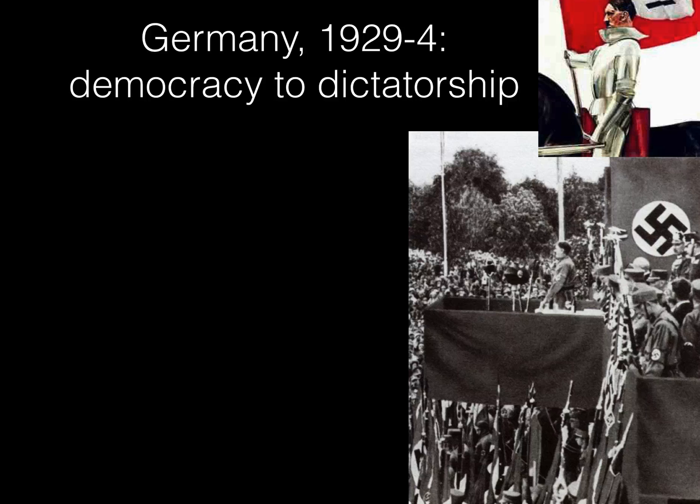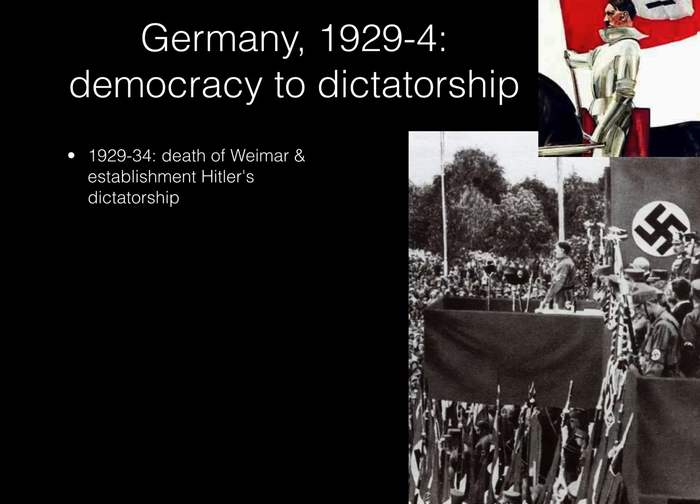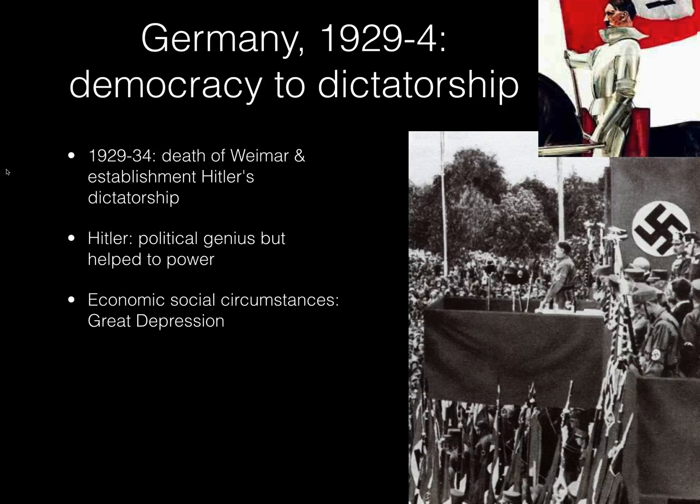Let's have a look at the period from 1929 to 1934, democracy to dictatorship. Again, this is a very quick overview. Don't worry, you'll get more detail in the next 2 videos. So that 4-year period saw the death of Weimar democracy and the establishment of Hitler's dictatorship. Hitler himself was undeniably a political genius, but was helped to power by members of the conservative elites. And we'll look at that again in more detail.